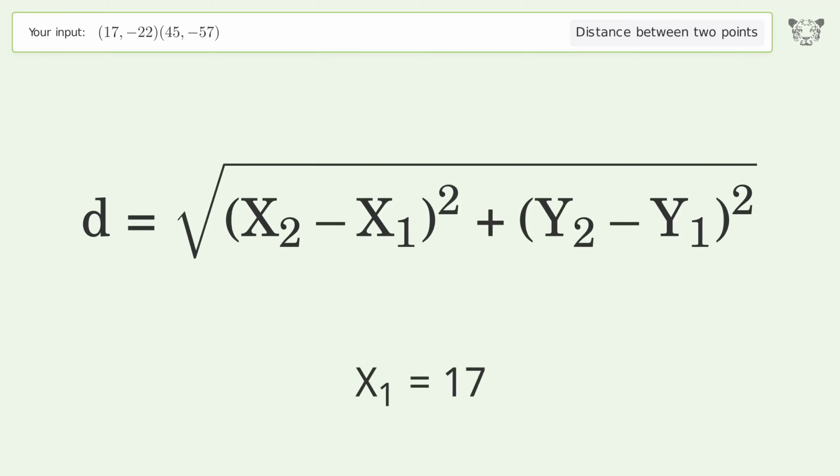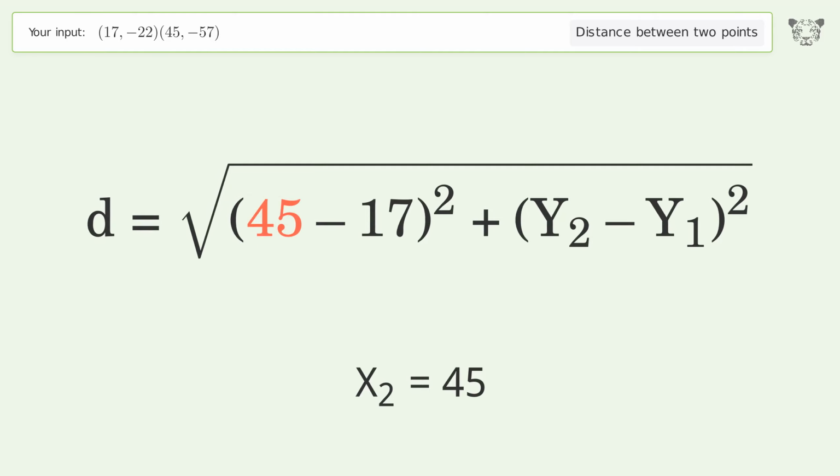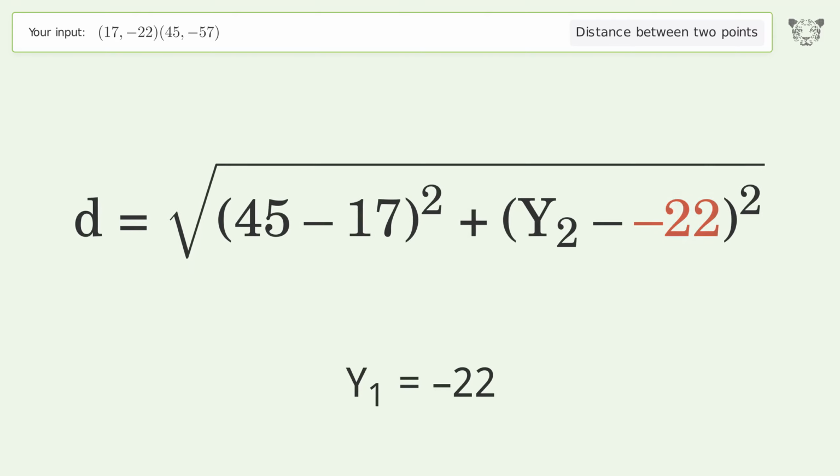x1 equals 17. x2 equals 45. y1 equals negative 22. y2 equals negative 57.